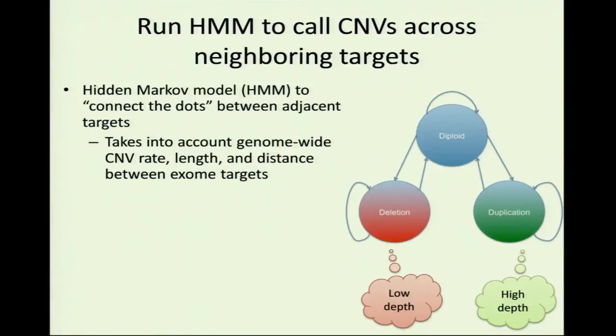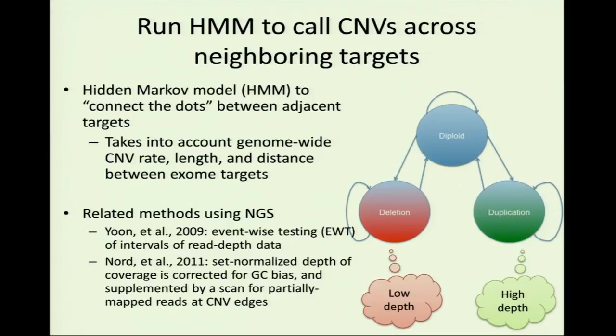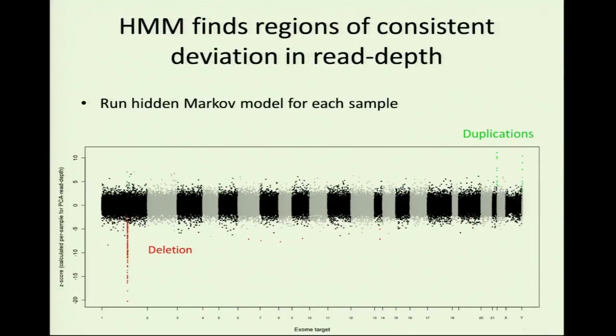One of the things I should say about the hidden Markov model here is that it takes into account some genome-wide CNV rate, how much you expect, and the length of CNVs. Again, these are mean parameters for the distributions, but also, importantly, the distance between the exome targets. We know that exome targets are not very uniform: for a single gene they'll be very close together, but then there'll be a big gap from one gene to the next gene. So we want to take that into account in some of the parameters that go into the hidden Markov model. And there are some other related methods. I'm not going to go into that now.